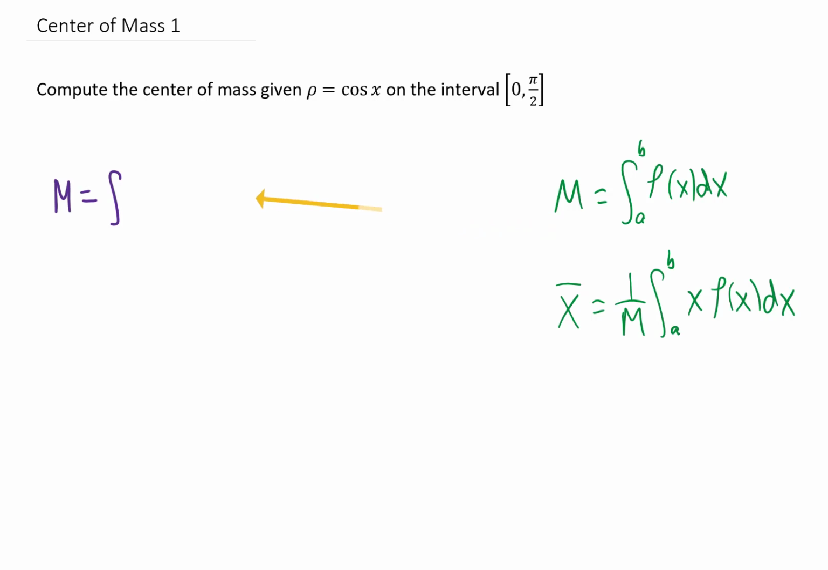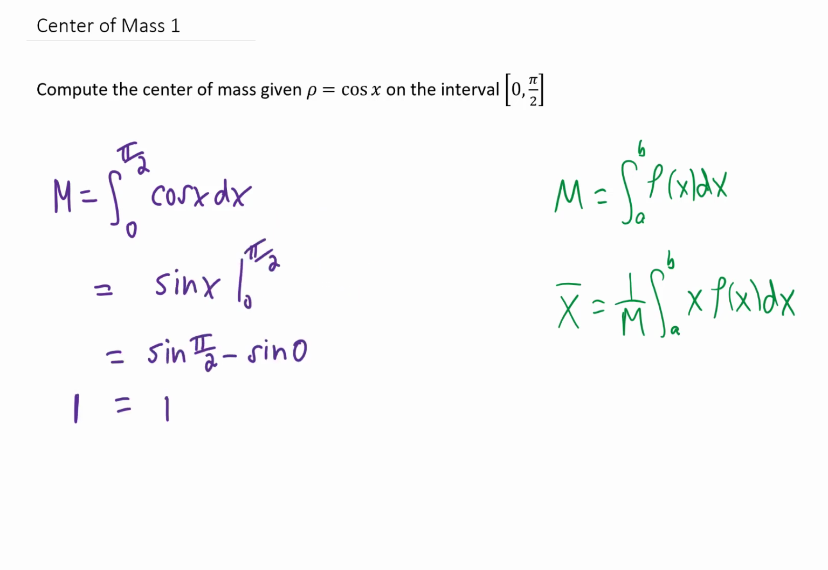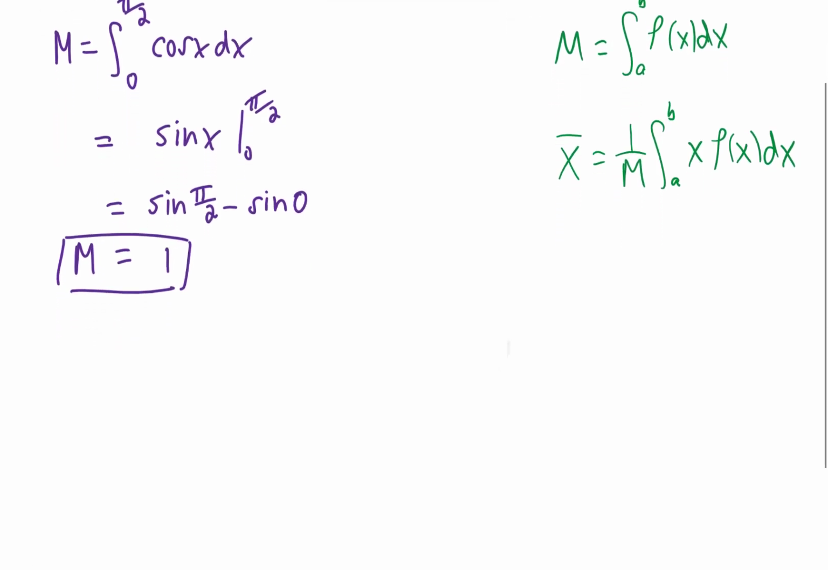To find the mass, we're going to integrate the density between 0 and pi over 2. The integral of cosine is just positive sine, and if we evaluate that from 0 to pi over 2, we get that our mass is 1. Well, that's a nice convenient result. Let's move to finding the center of mass.